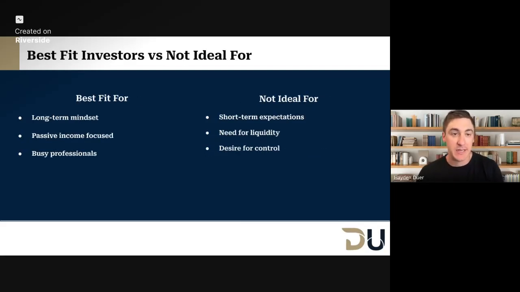And then lastly, who is this a fit for? This is a fit for people who have a long-term mindset. As I mentioned, this is anywhere from a 3 to 10 plus year investment for one specific apartment. And you're not going to get rich quick on these types of deals.